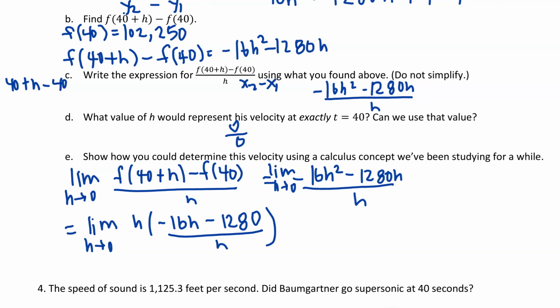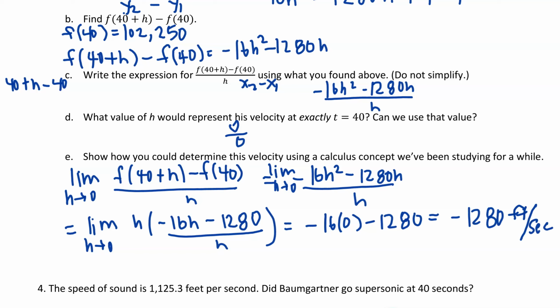All right, what happens to my h's? They go away. So I'm going to be left with a negative 16 times 0 minus 1280. So that's going to be a negative 1280 feet per second. So that is the derivative of the function evaluated at 40. Okay, and that will be his velocity at 40.